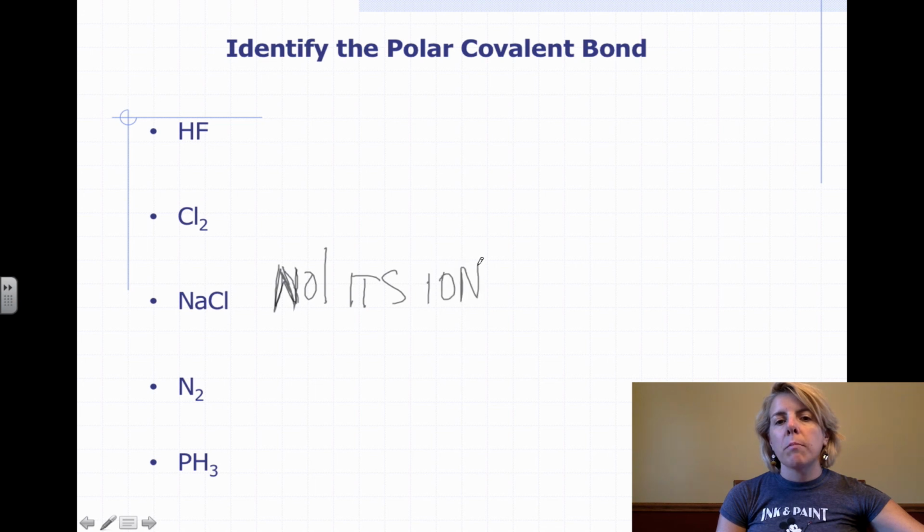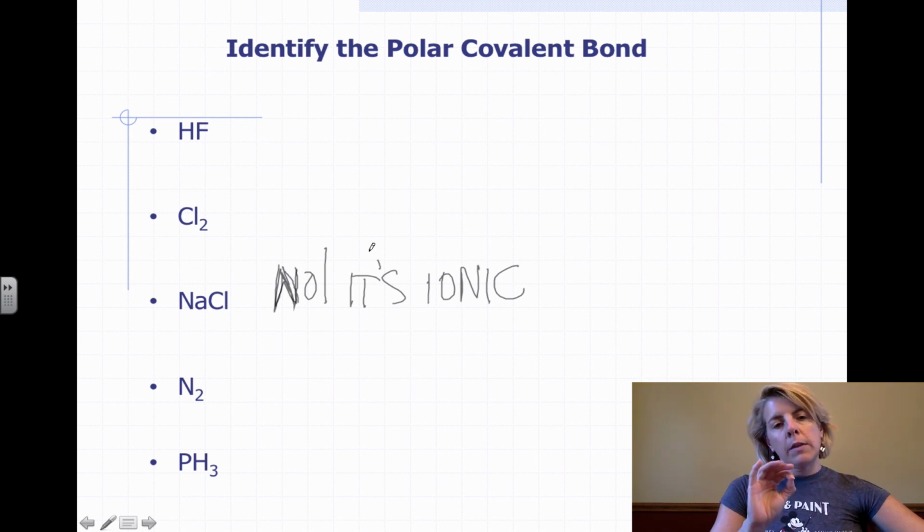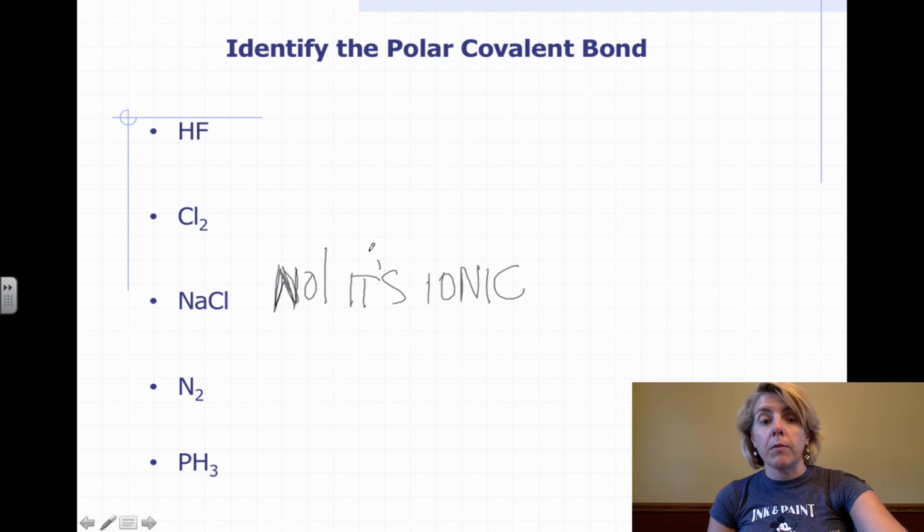So whenever you have a metal bonded to a non-metal, it is not covalent. Okay, that's where the little clue is. Look to see if there's a metal in there. If there is a metal in there, it's not going to be covalent. It's going to be ionic. Okay, so you're going to do the last two on your own, and they'll be part of the video assessment.